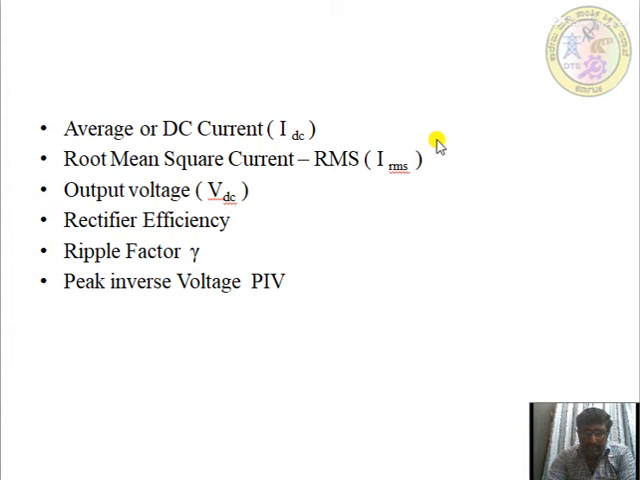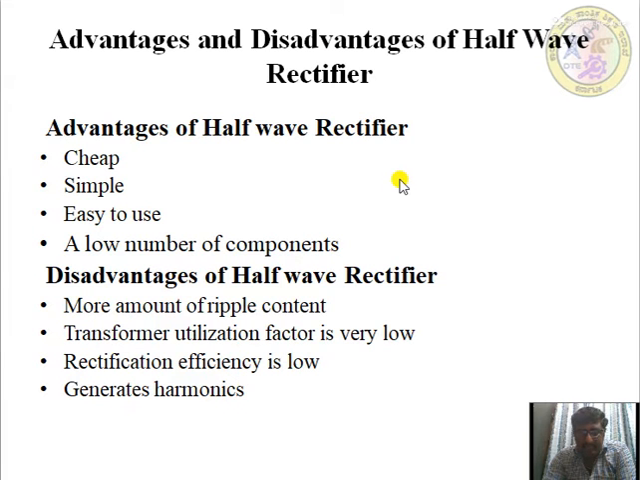So these are some of the terms. Average or DC current is represented by IDC. Root mean square is represented by I RMS. The output voltage is VDC, then rectifier efficiency, ripple factor gamma, and the peak inverse voltage is represented by PIV. Now we go to some advantages and disadvantages of the half wave rectifier.